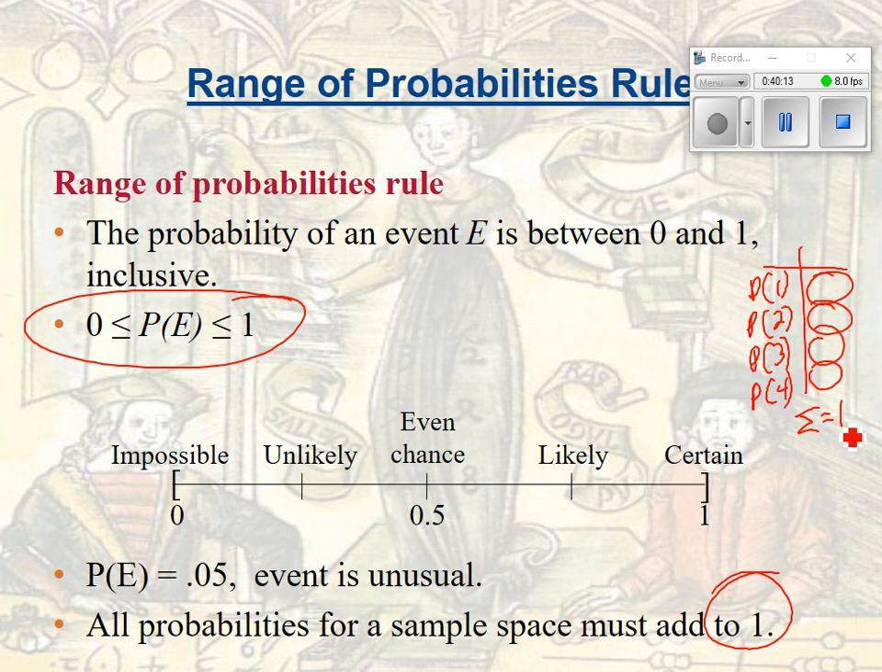If the probability is less than 0.05, that means 5% or less, then it's considered unusual. Not 0.5, 0.05, right?